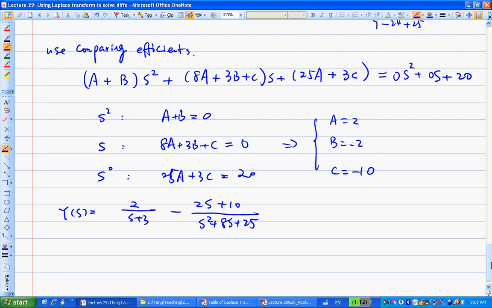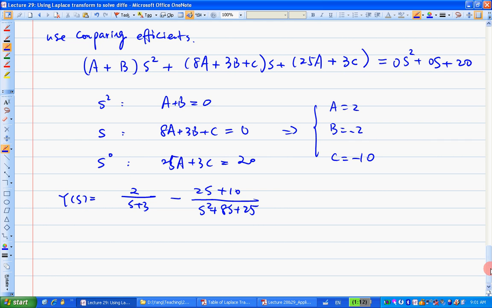So the 50% of the work is done. Actually, the next one is 60%. Then the next one is actually more important: how do we find the inverse of this Y(s)? Here you need another little bit of skill, a little bit of trick.